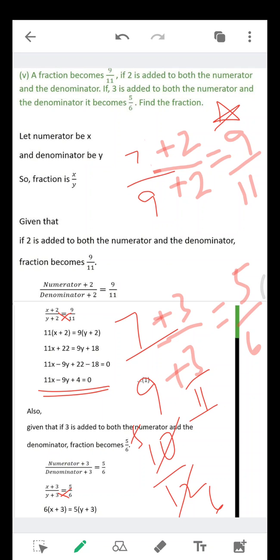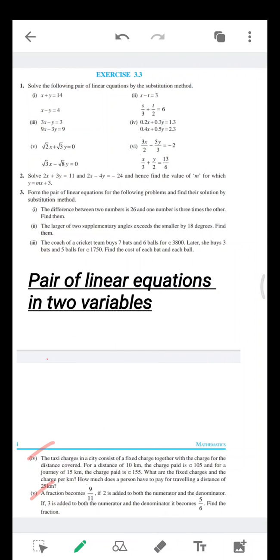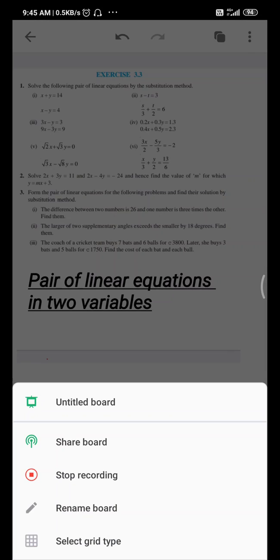Hope the concept is clear to you all. I'll give you some more questions based on this fractions concept, because the same question may not be asked, they may change, as we have different types of questions based on fractions. So you need to solve this concept.